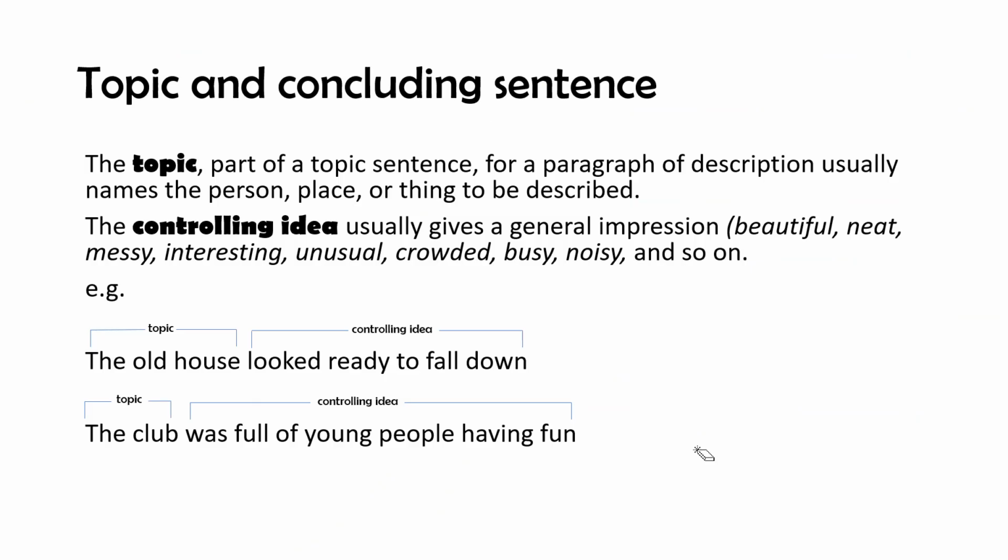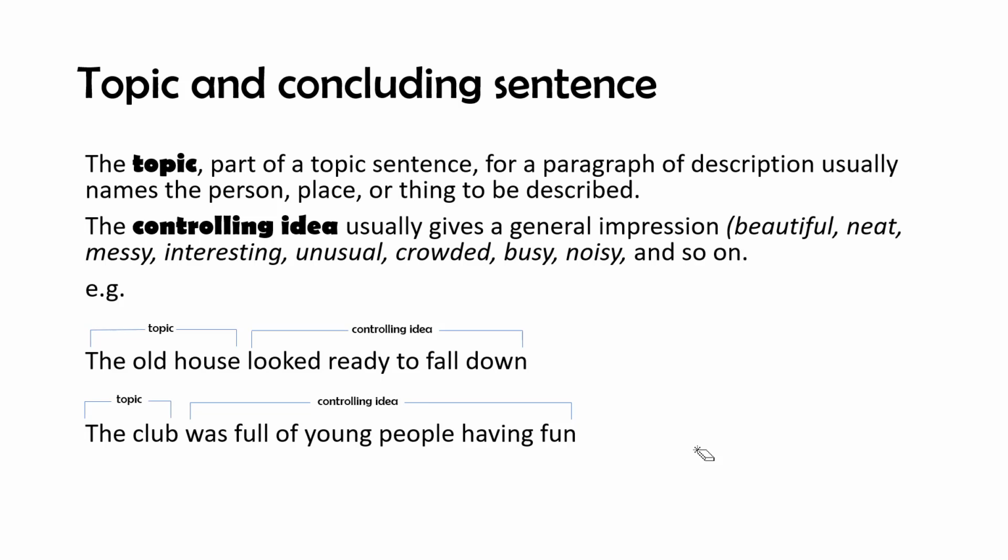Now I am going to talk about topic and concluding sentence. The topic part of a topic sentence for a paragraph of description usually names the person, place, or thing to be described. So the topic is the name of the person, place, or thing you want to describe. Then the controlling idea usually gives a general impression like beautiful, neat, messy, interesting, unusual, crowded, busy, noisy, and so on. Let's look at the example.